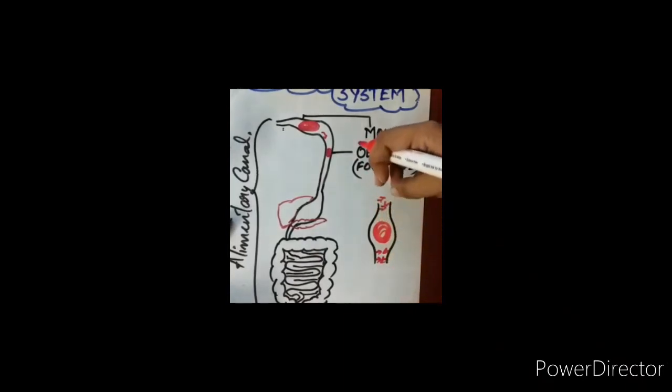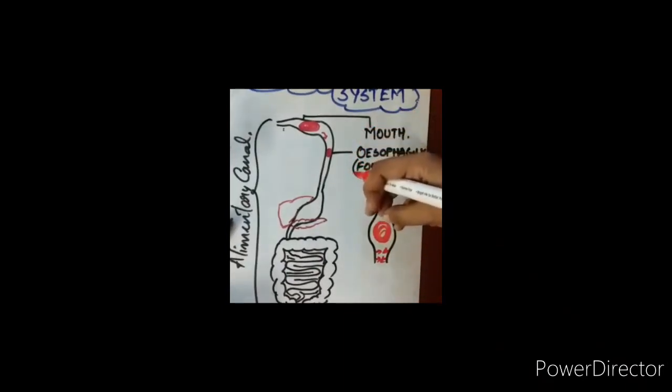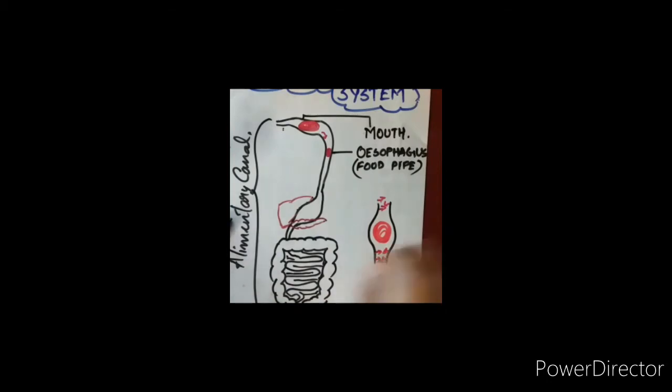So a pressure is always developed, and it helps to propel the food down the canal or down the tube. That is known as peristaltic movement. What is it known as? Peristaltic movement. Okay, I hope it is clear to you till now. Yes, then we are moving forward.